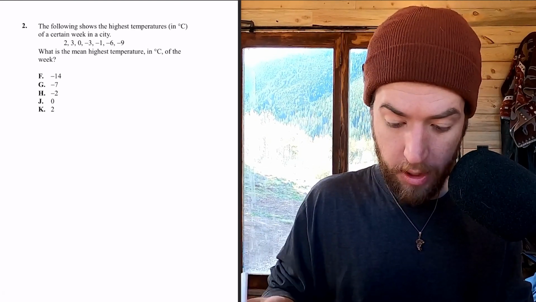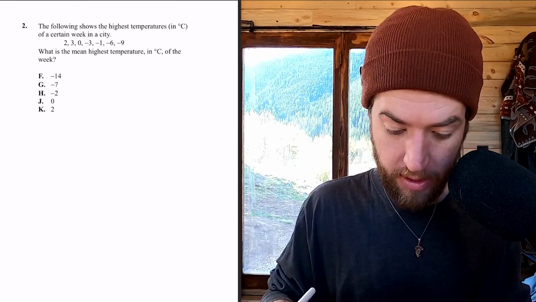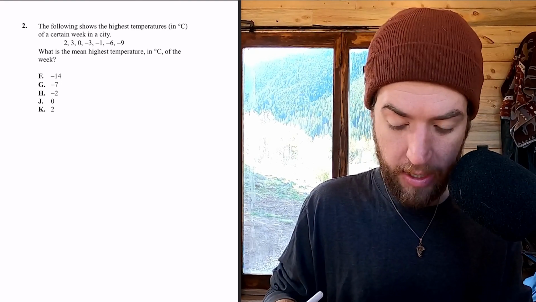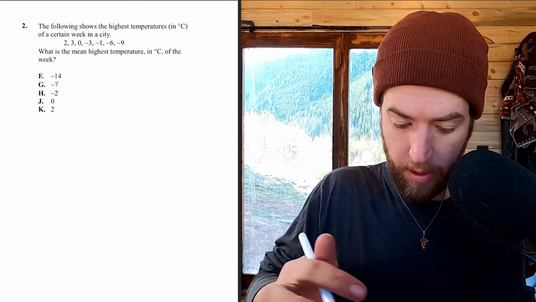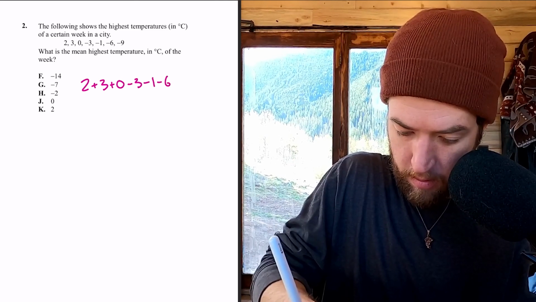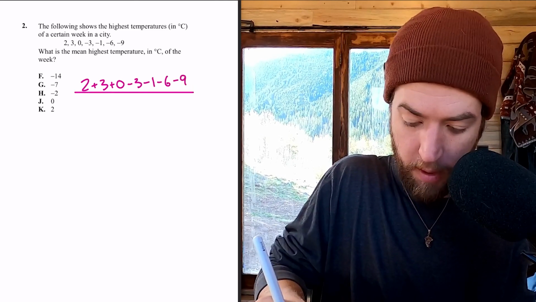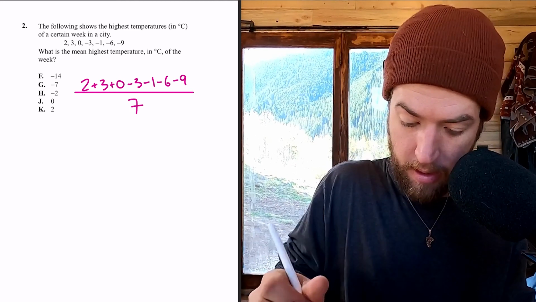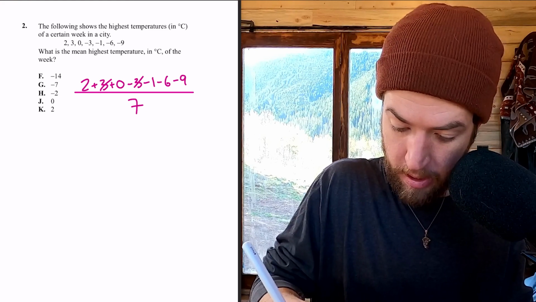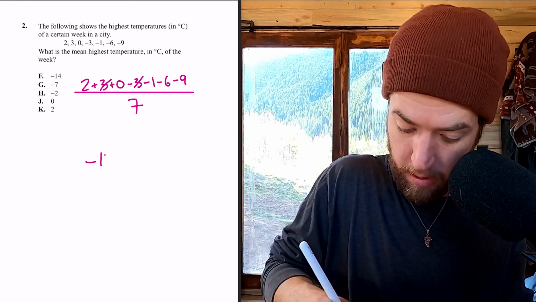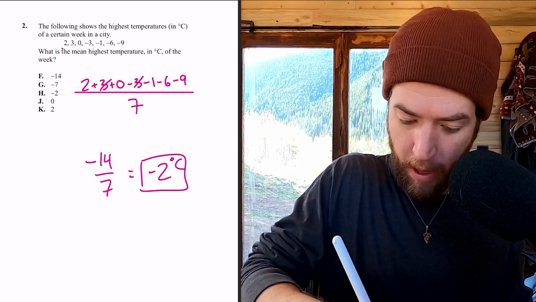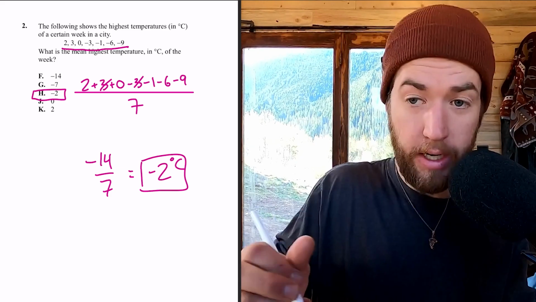All right. The following shows the highest temperatures in degrees Celsius of a certain week in a city. What is the mean highest temperature in degrees Celsius of the week? So we're just going to take all these numbers, add them together, and then divide by the total amount of numbers we have, which is 7 in this case. So let's see, those cancel. 2 minus 1 is 1, minus 6 is minus 5, minus 9 is minus 14 over 7. So the average temperature is negative 2 degrees, which does kind of match with the data up here. Letter H, on to the next.